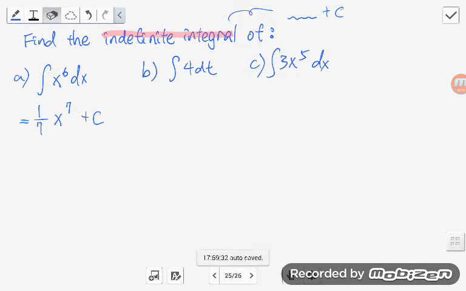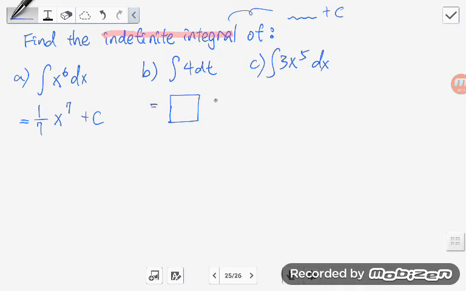Now for B, I need to find the indefinite integral of 4 with respect to t. Now, I don't have x anymore. In this case, my variable is t. So what did I differentiate? Right? What did I differentiate? I differentiated something, and that gave me a 4. So what's that something going to be? I differentiated something that gave me a 4, so that something has to be 4x, right?